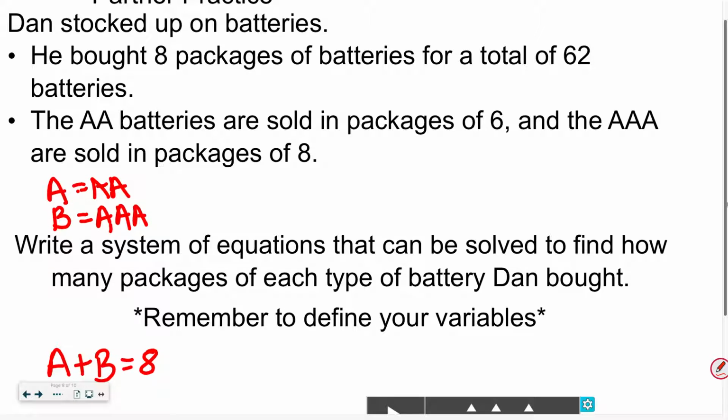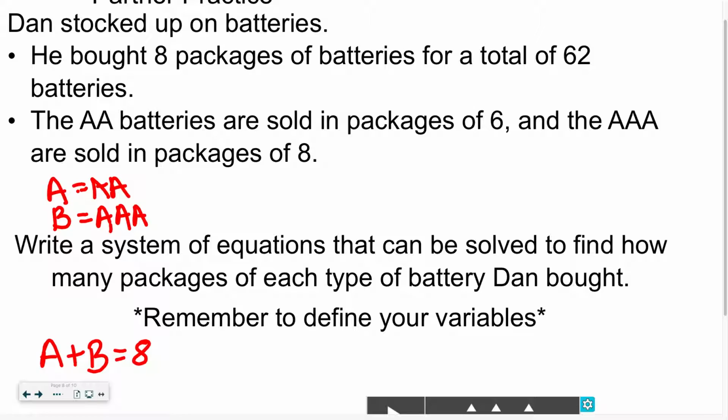What does that mean? That the amount of packages for each type of battery is 8 packages total. So any combination. What are examples of our combinations? 2 and 6. Good. 2 AA, 6 AAA. Maybe 2 AAA, 6 AA. Maybe 5 and 3. Maybe 4 and 4. Maybe 1 and 7. Right? Any combination. But there's more to this scenario. What else do we know?